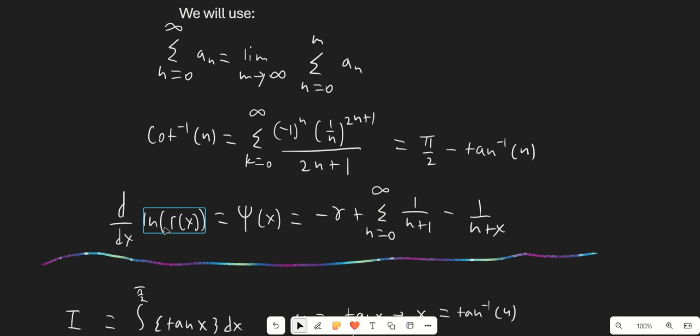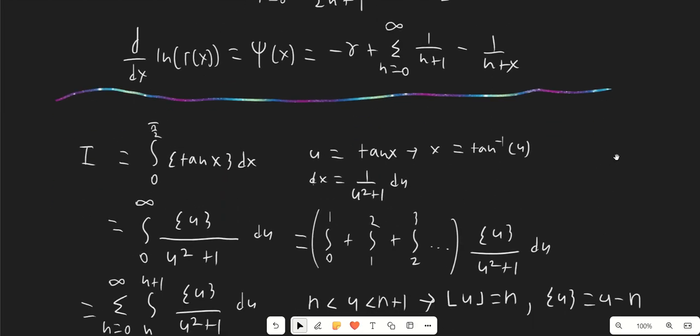And also the derivative of the natural log of the gamma function is the digamma function, which is negative gamma plus the sum from n equals 0 to infinity of 1 over n plus 1 minus 1 over n plus x. So let's go ahead and get started.